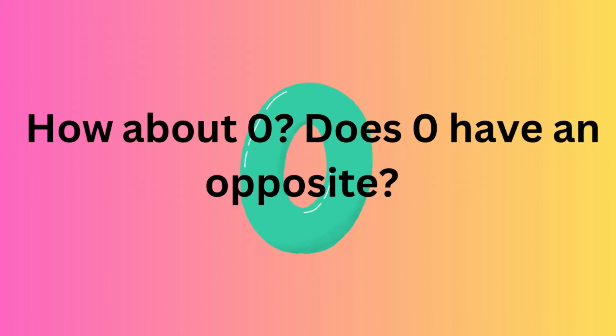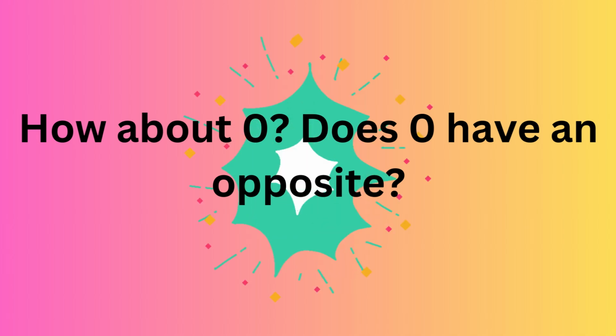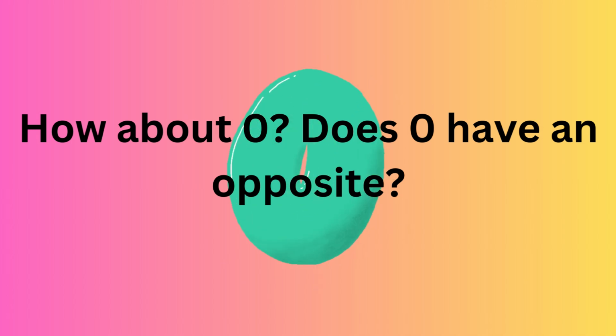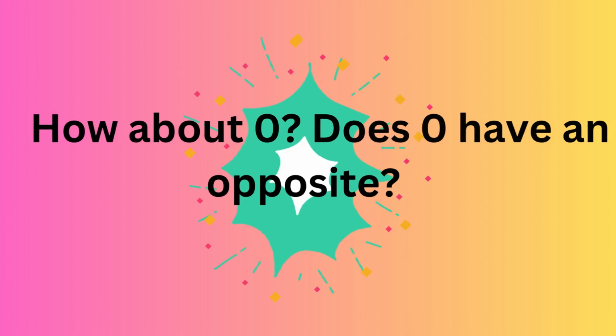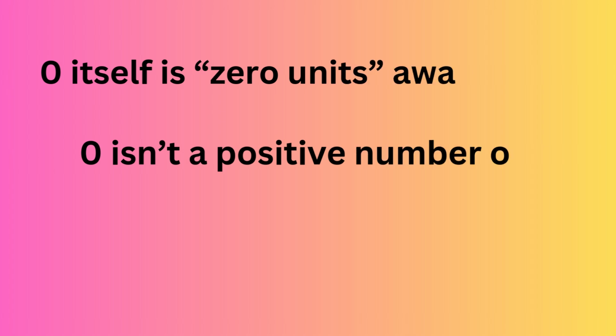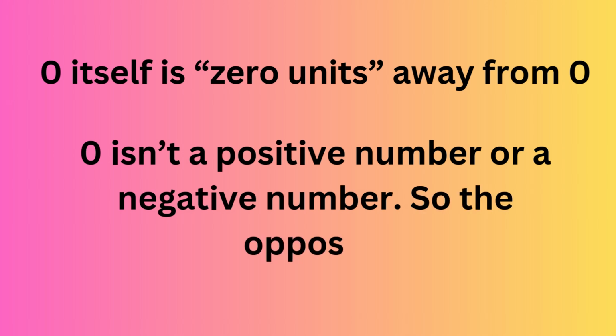Does 0 have an opposite? We know from looking at the number line from earlier that we can find the opposite of a number by measuring out the same distance from 0, but just on the opposite side of 0. So since 5 is 5 units away from 0 to the right of 0, then the opposite of 5 is the number that's 5 units away from 0 to the left of 0, which is -5.